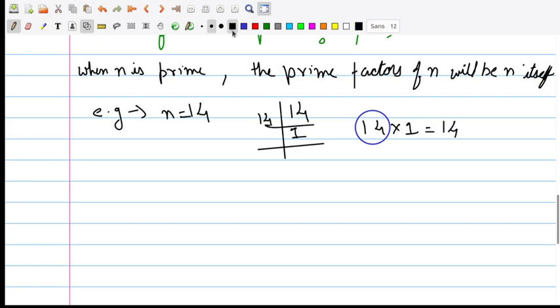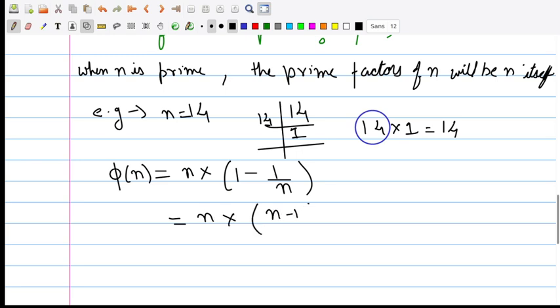So the prime factor will be n itself, isn't it? Now what will happen to the equation when the prime factor is itself? Phi of n, and here n is a prime number, so n into, what will happen here? Since we have only one prime factor, which is n itself, we can write it down, which if we solve it further becomes n minus 1 over n, and n cancels, and this becomes n minus 1. Alright, so phi n equals n minus 1 if n is a prime number.